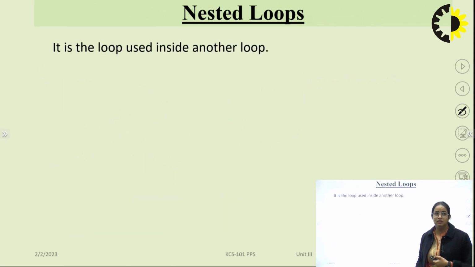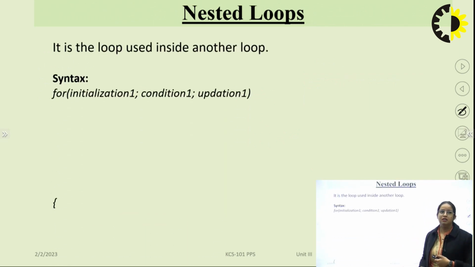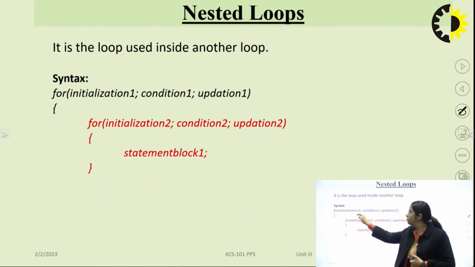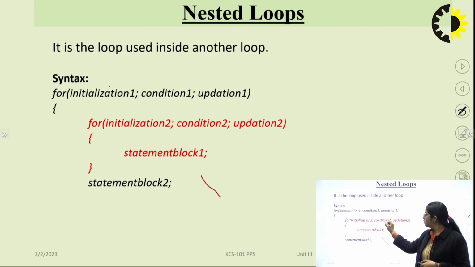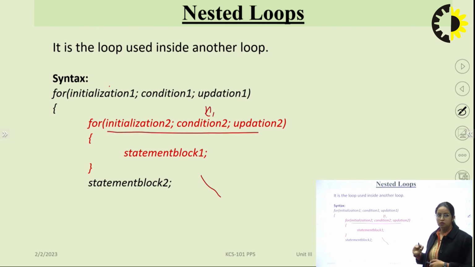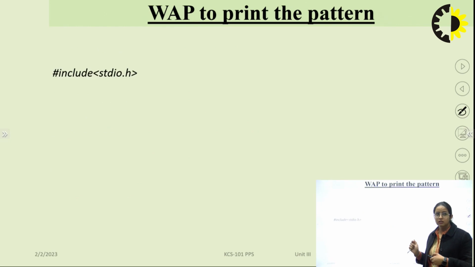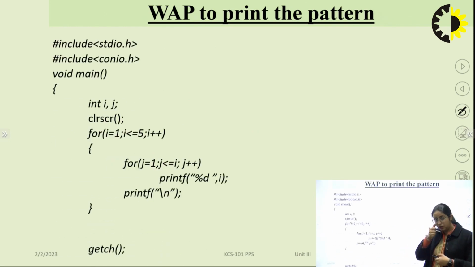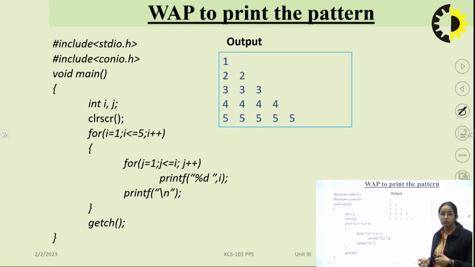Now what are nested loops? Nested loops are basically loops inside another loop. It means we are using a for loop once, and within this loop we have one more loop like this. So, loops within loops. Where do we use these loops? Basically they are used to print patterns. Suppose we want to print a pattern, there we use nested loops. This is an example of a nested loop.